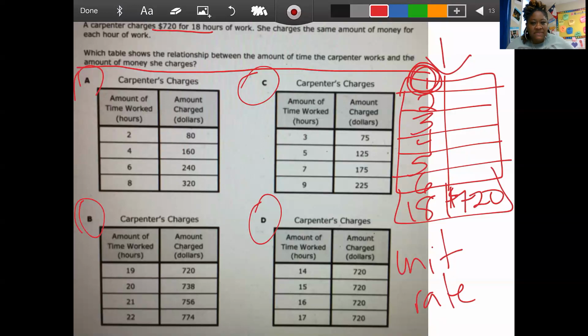Now, I do have to tell you something. If you really use your brain, you can get rid of 2 of these because they make no sense. For 18 hours, it's $720. If that table shows something crazy, cross it off, okay? There are 2 answers that make no sense. All right, and I think that's it.